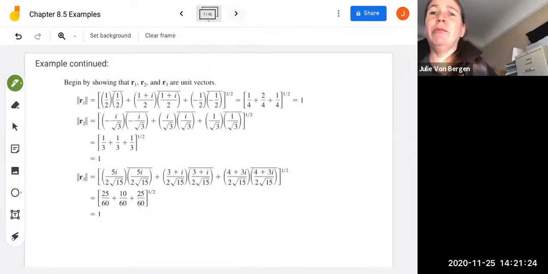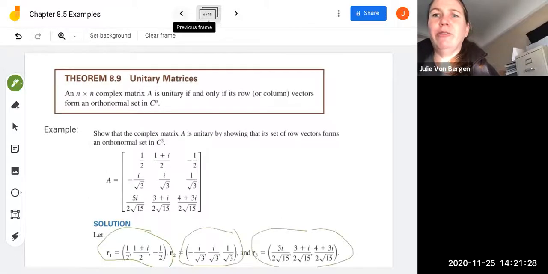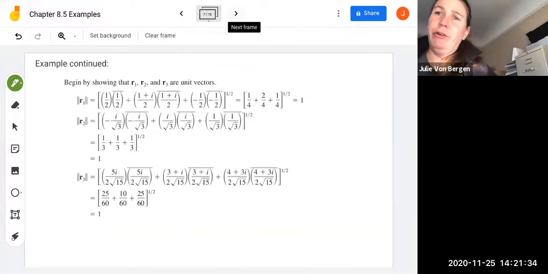So the first thing that we have to do, because we're showing here that the row vectors form an orthonormal set, is to show that R1, R2, and R3 are unit vectors. And so we find the norms of R1, R2, and R3, and you can check our calculations here. Each of those norms works out to be 1.